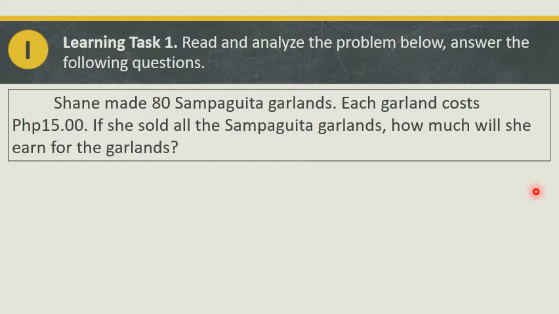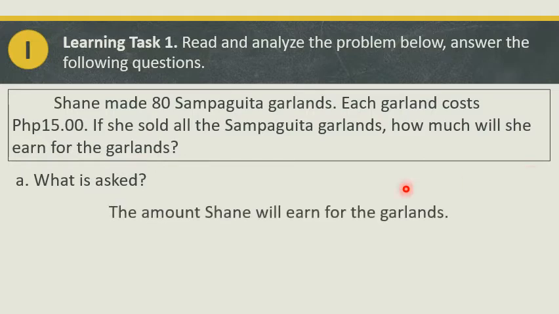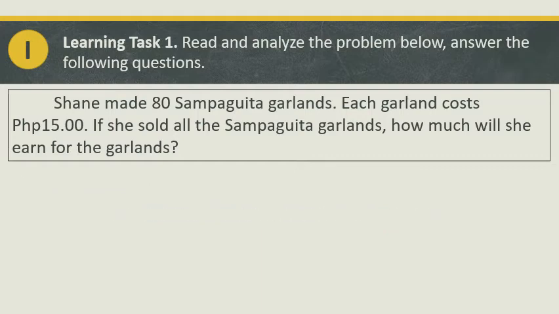Sa pagsasolve po ng ating problem solving, meron tayong pina-follow na step. So, ang first step natin is to find what is asked in the problem. So, ano ba tinatanong sa ating problem? Kung magkano daw po ang kinita ni Shane sa pagbebenta ng garlands. So, dito po ay yung the amount Shane will earn for the garlands. Then, after natin malaman kung ano yung hinahanap dito sa ating problem, alamin naman natin yung mga given. So, yung mga numbers yun. Pag sinabing given, ang clue natin yan is yung mga numbers.